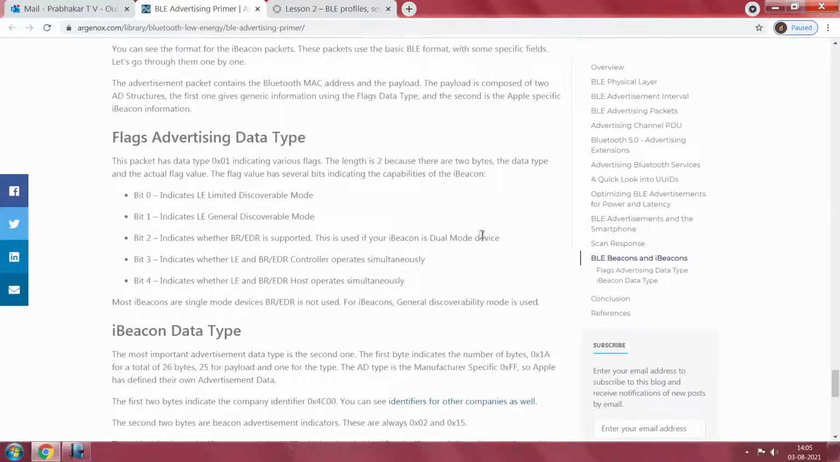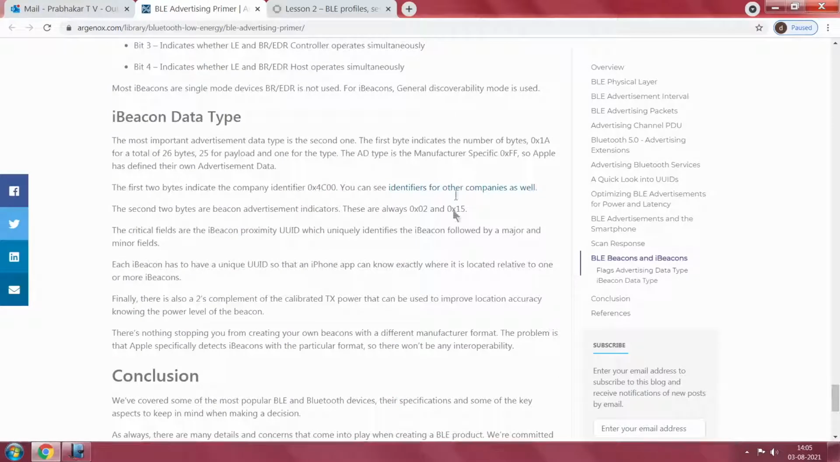Now there are flags associated with the advertising data type, you can read up these things here, and the iBeacon data type is also mentioned in quite a bit of detail here.